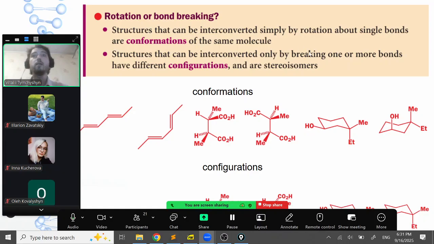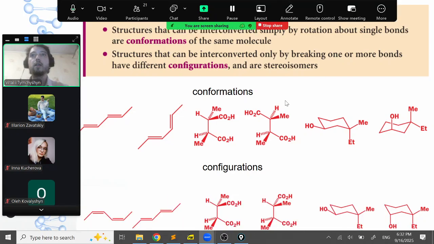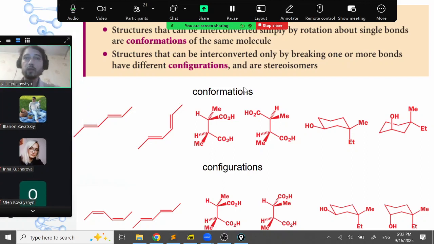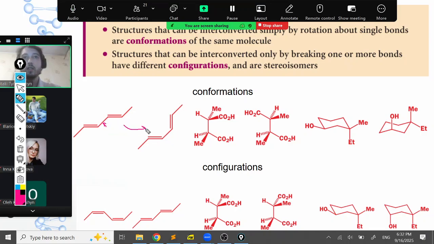So structures that can be interconverted simply by rotating about single bonds are called conformations of the same molecule. So conformations of protein, conformations of some molecule. If structures can be interconverted just by breaking and probably restoring some bonds, we have different configurations, and they are called stereoisomers. So here's an example for you. So these are conformations. So you see here, if you rotate around this bond, you get from here to here. So it's just rotation.